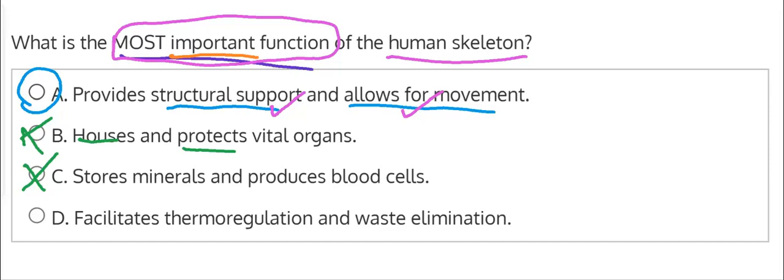And then option D here says facilitates thermoregulation and waste elimination, and that is not the purpose of the human skeletal system, so we'll eliminate option D. So option A, providing structural support and movement, is our answer.